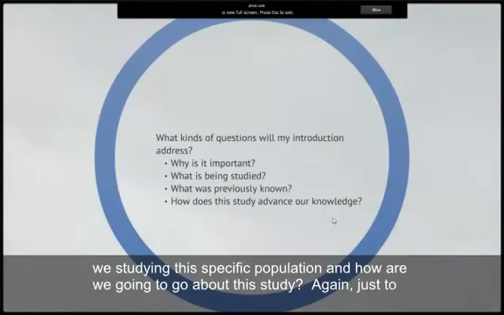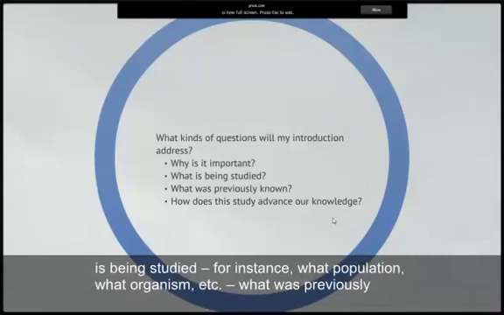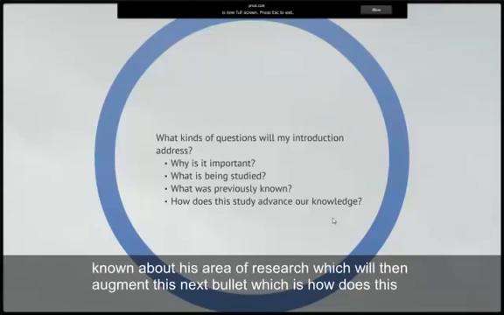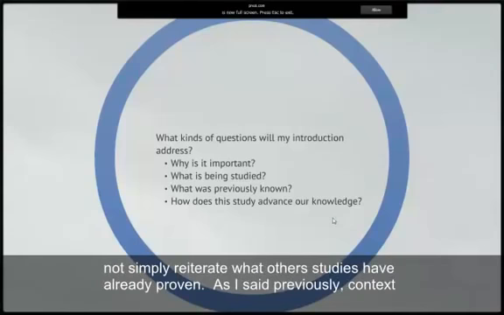Just to reiterate some points, we need to know in the introduction why this is an important topic. What is being studied, for instance, what population, what organism, etc. What was previously known about this area of research, which will then augment this next bullet. How does this study advance our knowledge? The goal of science journal writing is to advance knowledge, not simply reiterate what other studies have already proven.